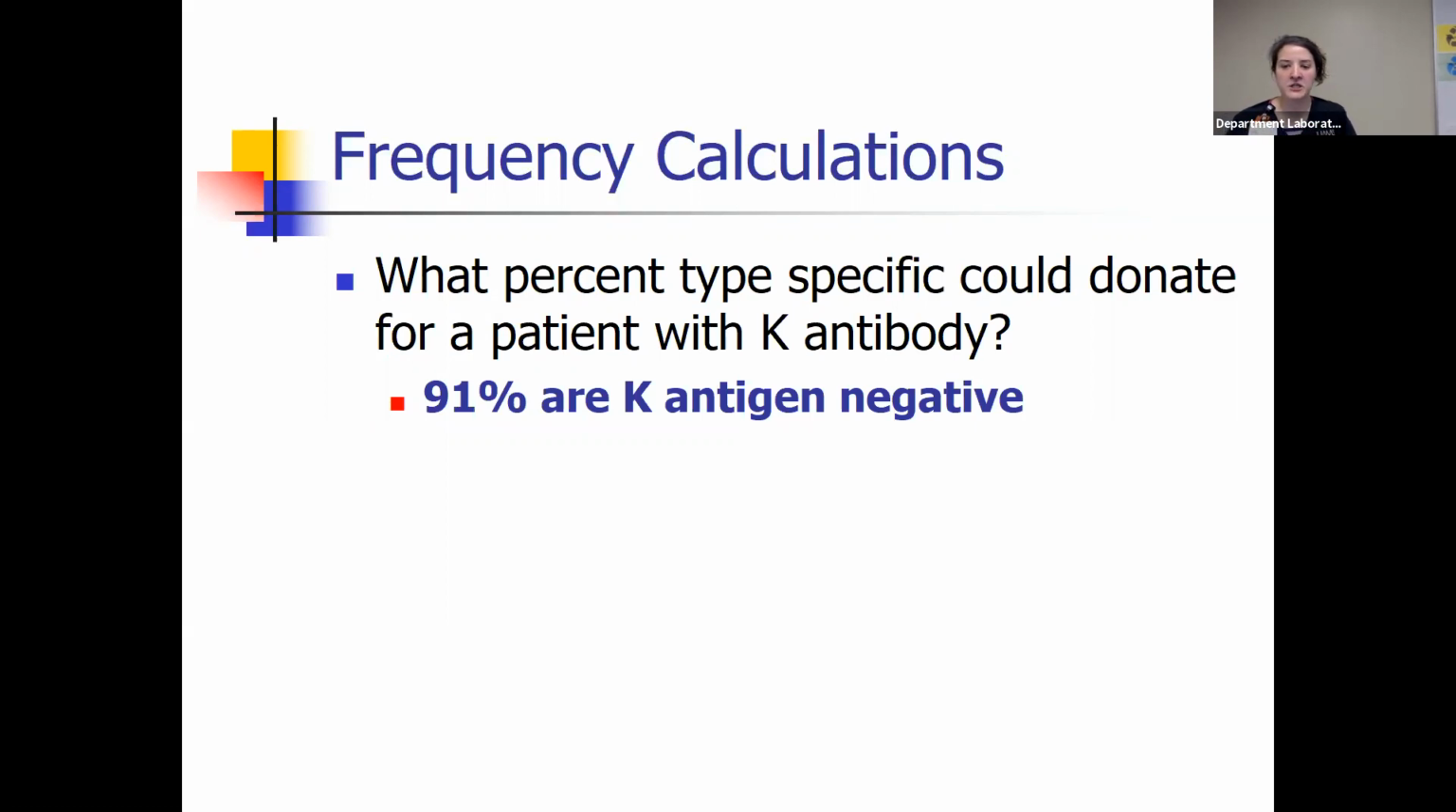And then here's the question, what percent of type specific could donate for a patient with the KEL antibody? So this is a question that says type specific. So in your question, if it said what percent of the population could donate to an O patient, then you would have to include the O frequency, okay?